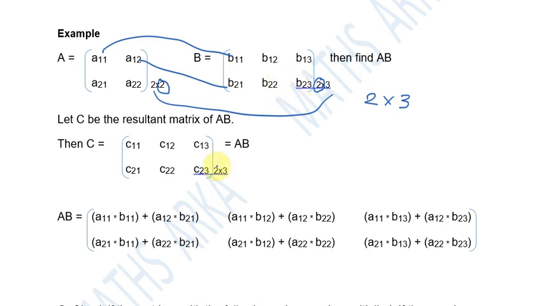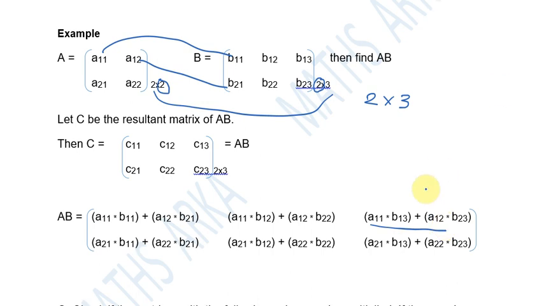So this would give us A11 into B13 plus A12 into B23. That is what we get. Hope this part is clear.